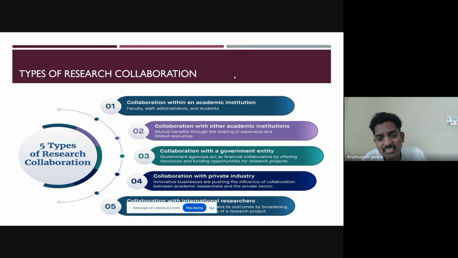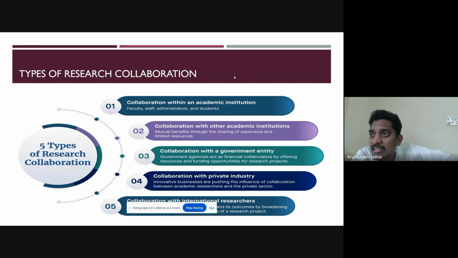problems. The third is collaboration with government entities. How does it happen? Your institution collaborates with government agencies in order to take action on societal problems. In that sense, the government is going to sponsor you, and you are going to work along with the government body, and they are going to implement the outcome, which goes directly to society. So that is collaboration with the government entity.